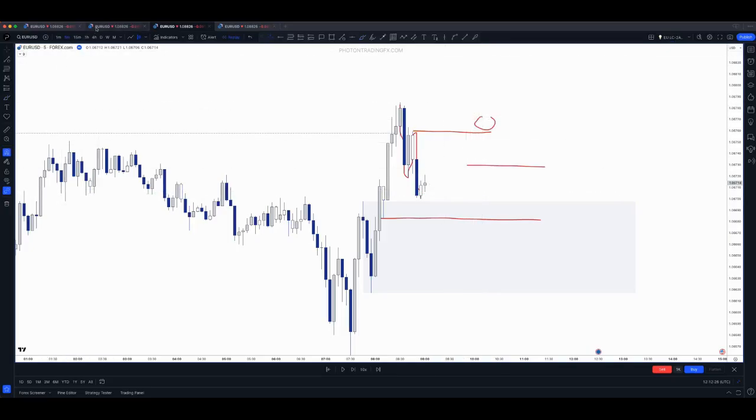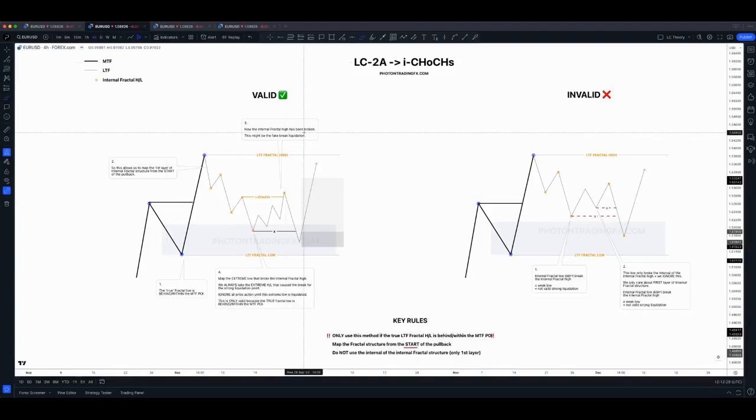So if you're finding this confusing, if it's melting your brain a little bit, just completely ignore the internal fractal structure. Never look at it. You do not need it. It will not be the difference between you being profitable or not over a large sample size. But if you are going to use it, you need to make sure you understand this inside out, because otherwise you'll end up taking all sorts of invalid trades.